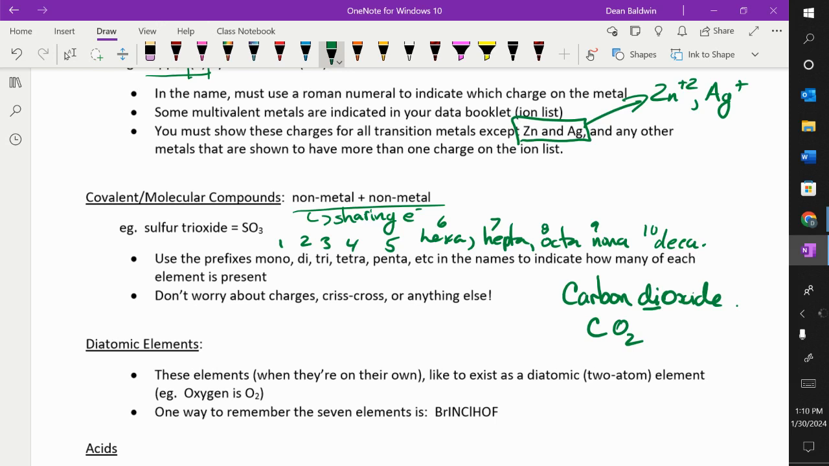The only time you put a prefix in front of the first one is if you have 2. So if you have P2O5, what's the name of P2O5? Diphosphorus pentoxide. There's 2 phosphorus and there's 5 oxygen. So that's the only time you don't. If there's one of the atom there, don't use the word mono.